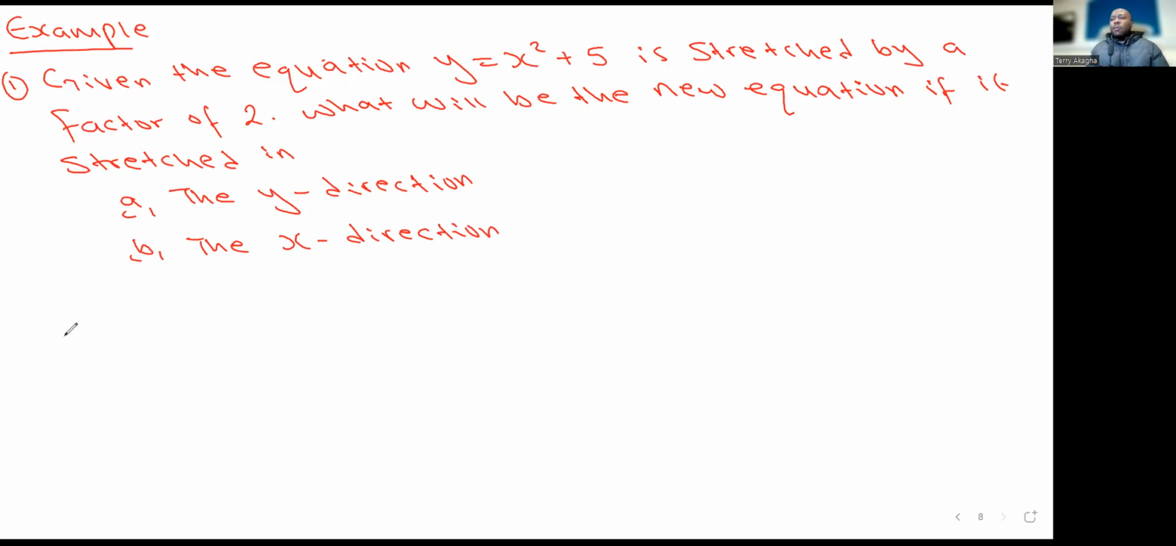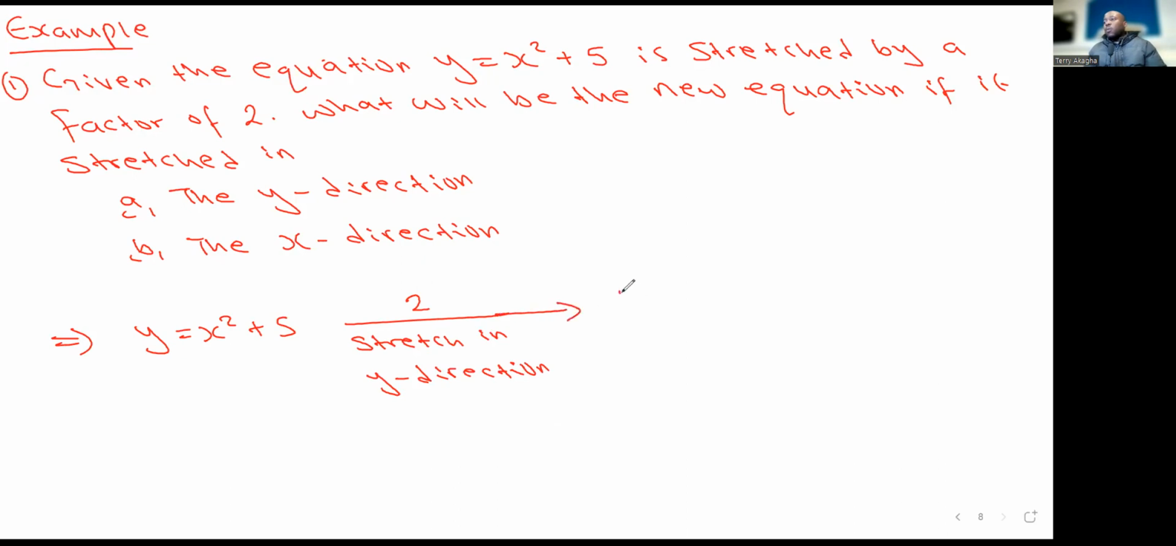So basically, we have y is equal to x squared plus 5, and we're stretching it by a factor of 2. First we want to stretch in the y direction, and we want to know what the new equation is going to be. Or when you have y is equal to x squared plus 5, you're stretching by a factor of 2, but this time in the x direction.